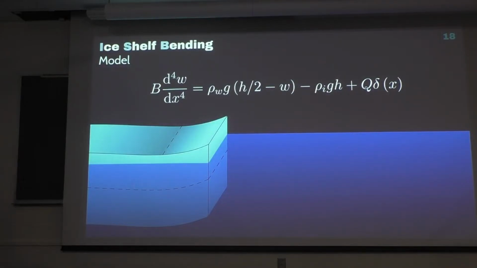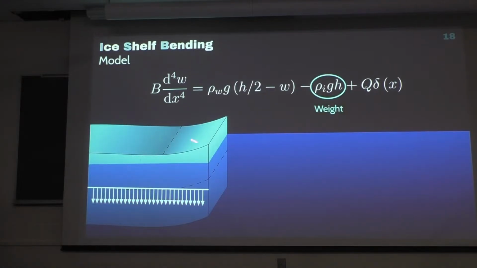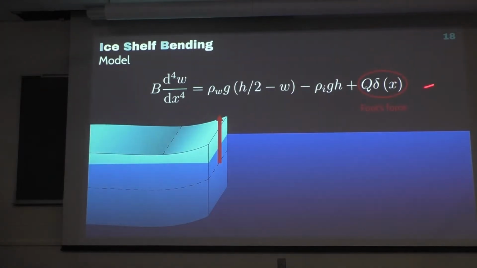The model I will be using is the 1D elastic beam equation, which is just a beam that you apply a force on. The main variables are W, which is the deformation from the horizontal. The thickness H is assumed to be uniform along the whole ice shelf. The first term on the right is the buoyancy that pushes up. The second term is the weight that pushes down. The third term is the foot force. So this is the way we parameterize the effect of the foot, which is a point force at the front of the ice shelf that bends upwards.